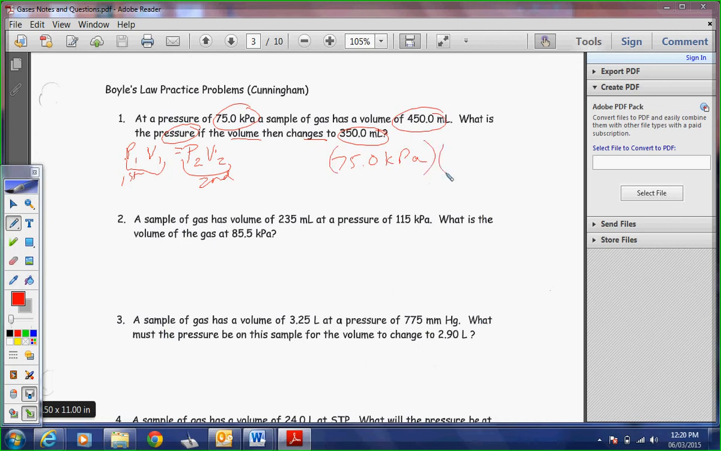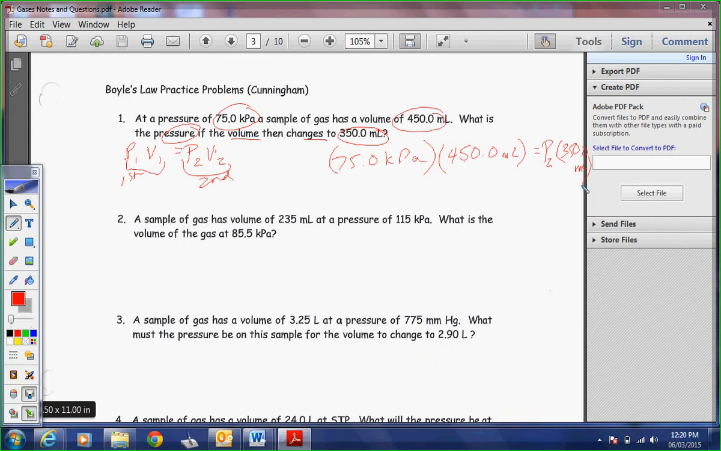What do you reckon the volume is that goes with that pressure in that situation? 450 milliliters. I can leave it in milliliters, by the way. Equals. Now what? P2. P2 is what you're trying to find. And what's the V2, the second volume that you're changing it to? 350.0 milliliters.